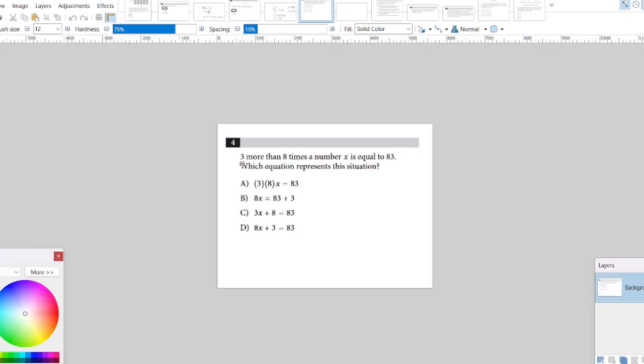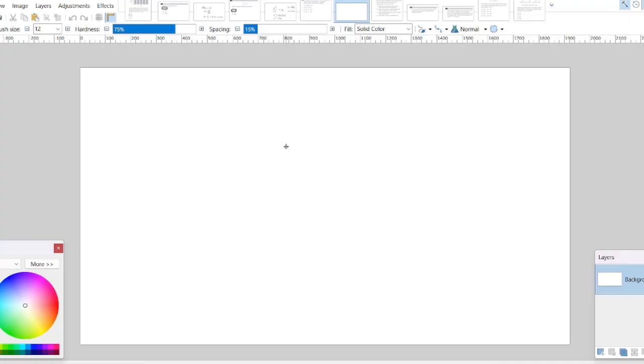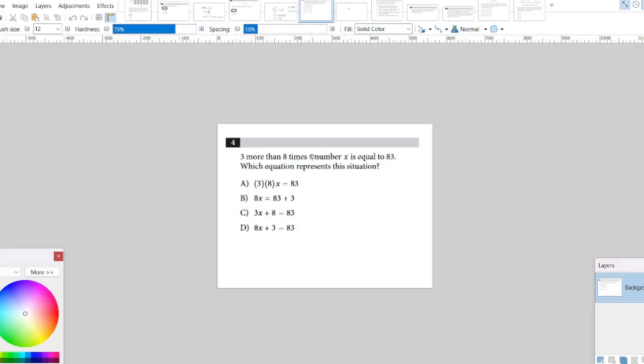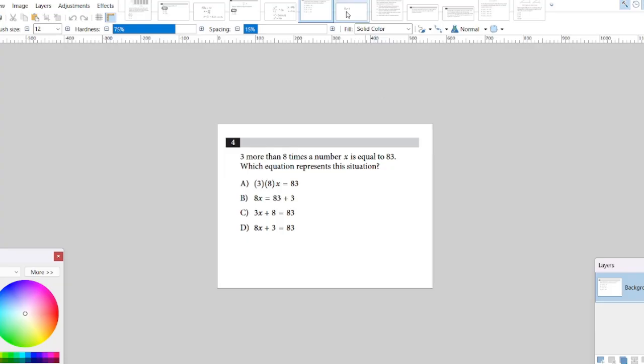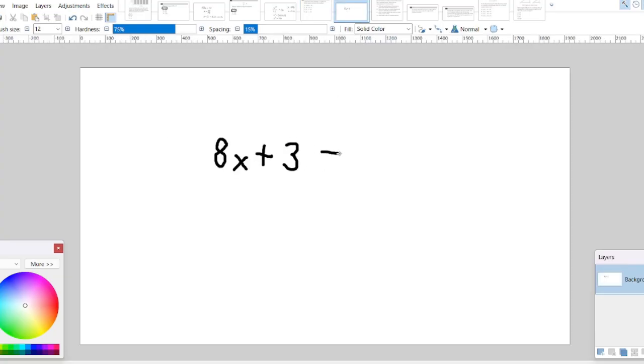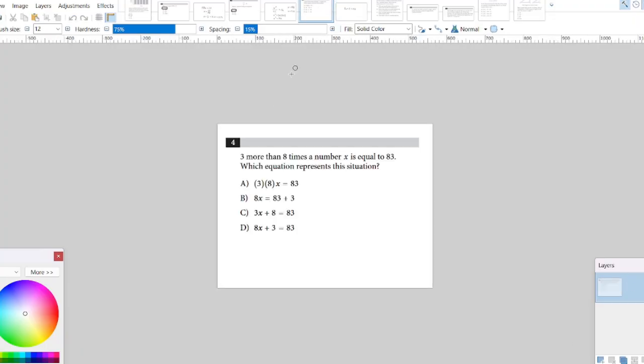It says 3 more than 8 times the number x. So 3 more, this is 3 more, then 8 times the number x. 8 times the number x can be represented as 8x, is equal to 83. So this whole thing here is equal to 83. Then all we have to do is decide which choice is what we just wrote. And it looks like the choice that we just wrote is choice D. Okay.